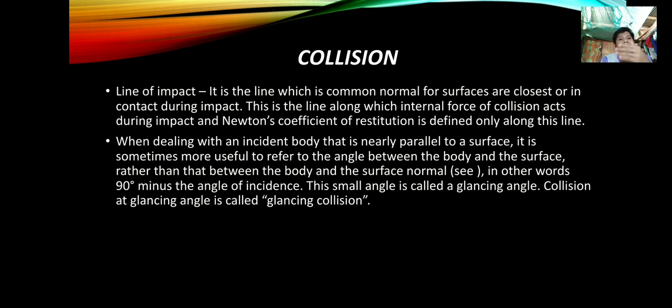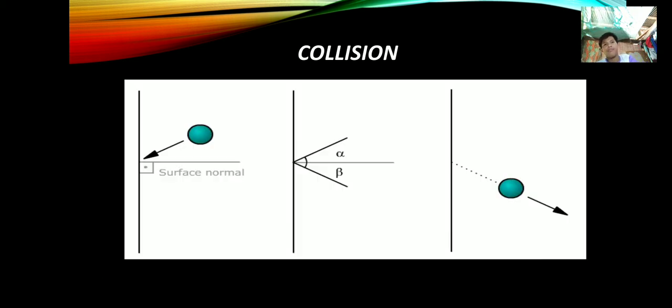When dealing with an incident body that is nearly parallel to a surface, it is sometimes more useful to refer to the angle between the body and the surface rather than that between the body and the surface normal. In other words, 90 degrees minus the angle of incidence, it is a mathematical explanation. So this small angle is called the glazing angle. Collision at a glazing angle is called a glazing collision. So as you can see in the figure, we have the surface normal with a line, and the angle, and the direction.